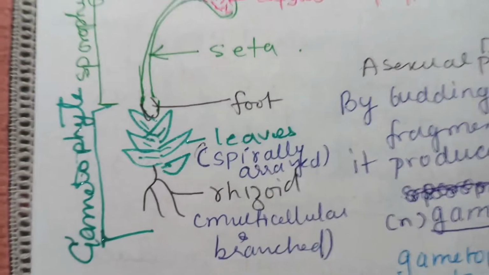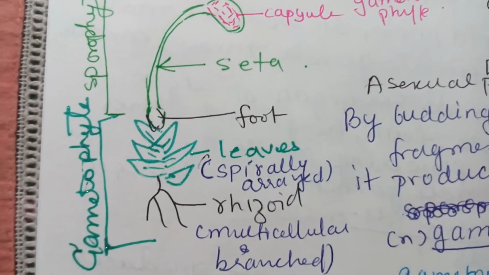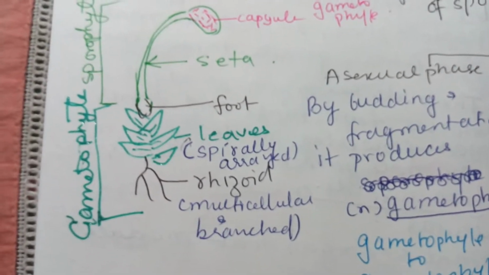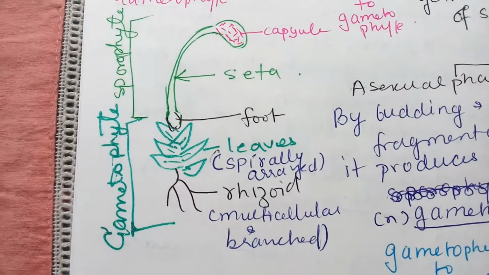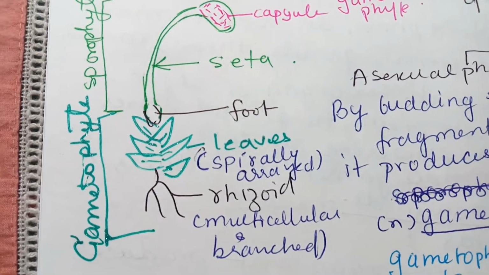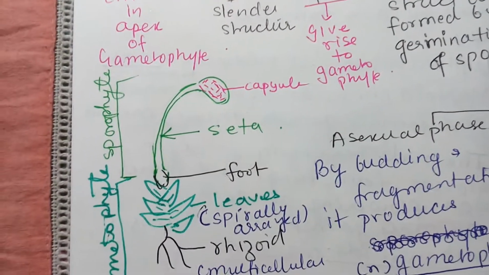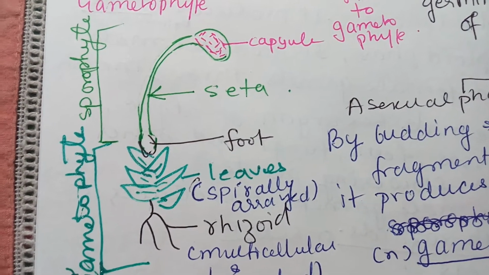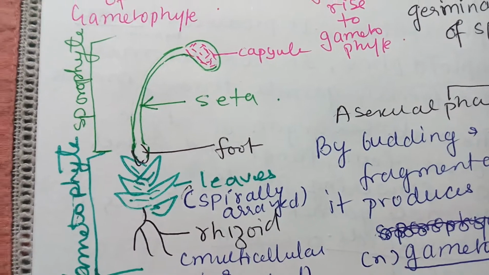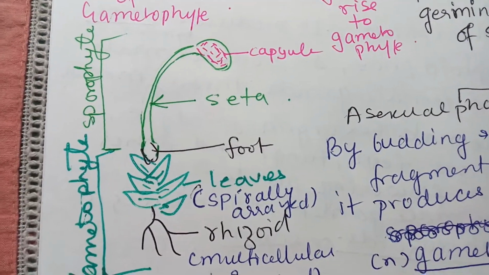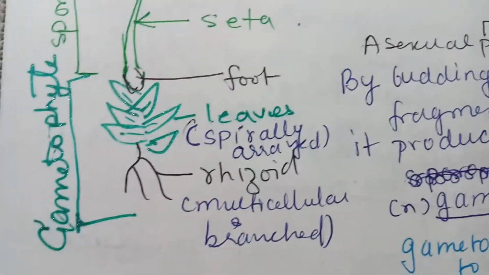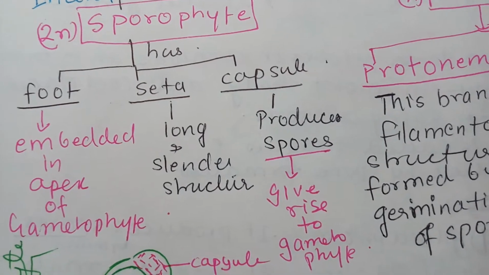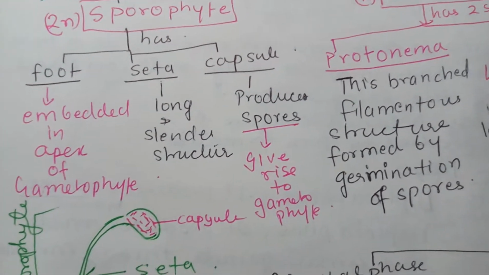Over here you can see a part of the gametophyte. Again, the gametophyte is not fully present over here. You can only see the leaves, and rhizoids, through which it gets attached to the soil. We say that the sporophyte is not independent, it is dependent on the gametophyte, and you can say it is a parasite on the gametophyte. Now seta is a long slender structure. The capsule produces spores.